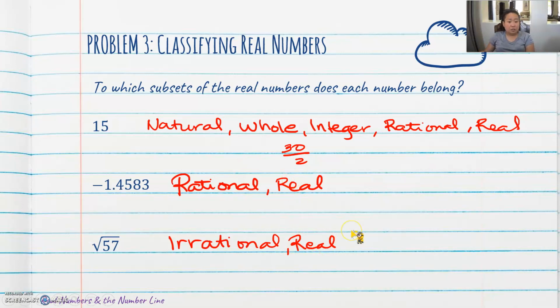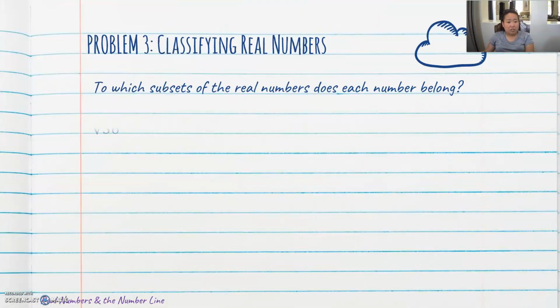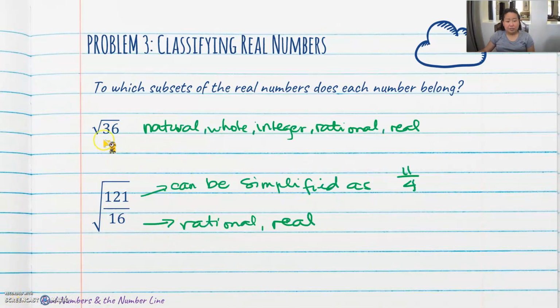Okay? So you can try these next numbers in here on your own. You can classify what kind of numbers or what subsets they belong to. So for these two examples, 36 is a natural, whole, integer, rational, real number, all of it. And the square root of 121 over 16, because it can be simplified as 11 over 4, it could be classified as rational and real.